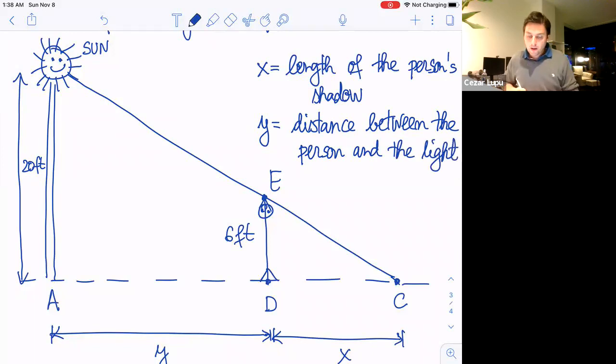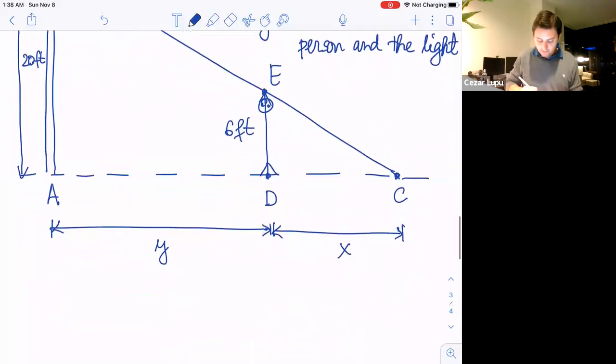Okay. And now we know that y changes, right? It's quite clear as the person is moving, y is changing, right? So let's write this. This is important.